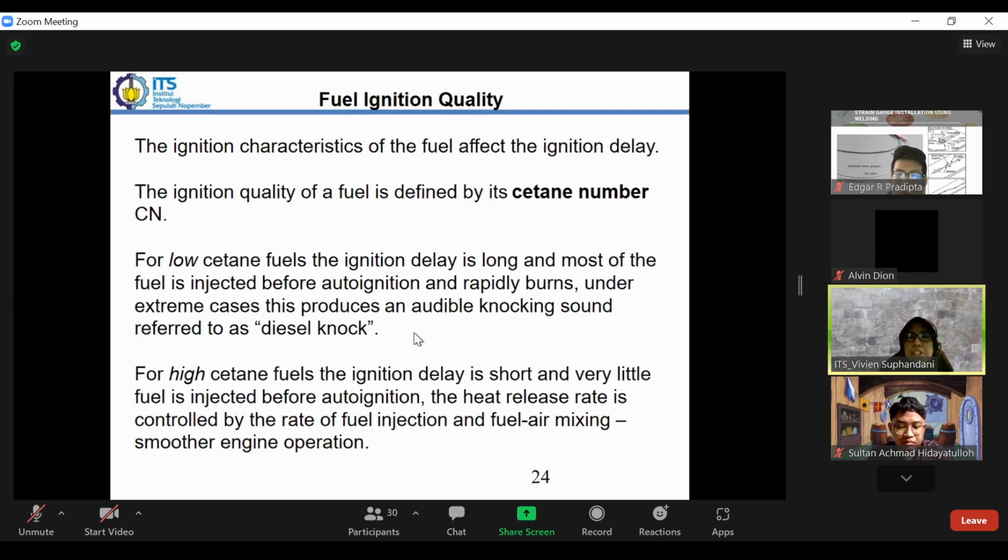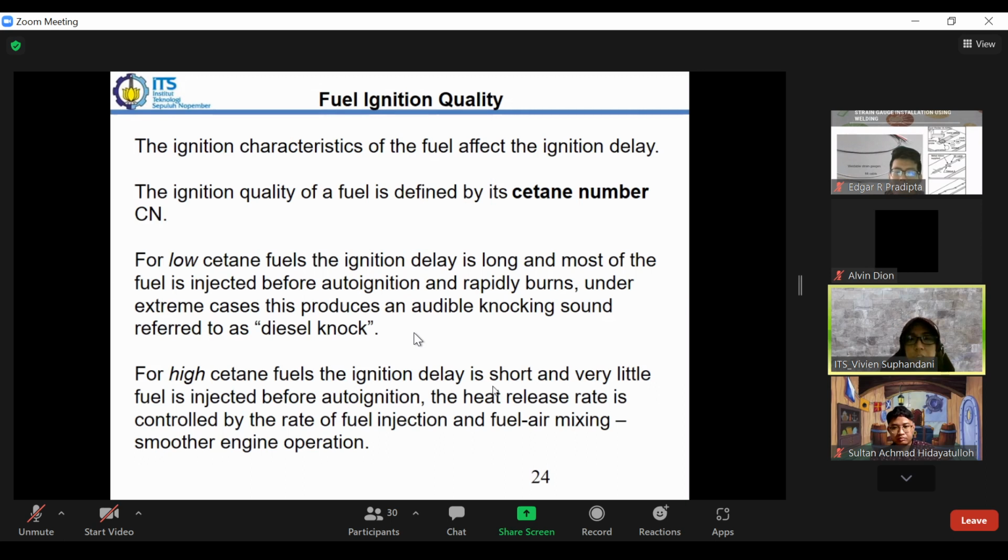So because the ignition delay is long, most of the fuel is injected before auto ignition and rapidly burns. Under extreme cases, this produces an audible knocking sound referred to as the diesel knock. Similar to gasoline engines, when we have auto ignition, it means that we will have knocking. And this can occur in a diesel engine if we have low cetane fuel, so that the ignition delay is long.